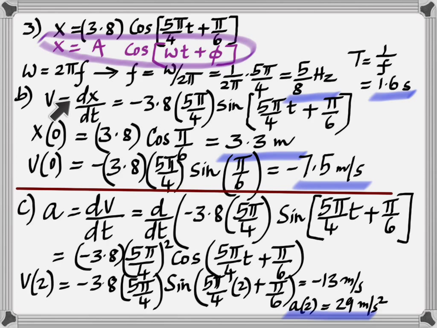And velocity is the differential of displacement with time. So you take the differential. Remember that cos has a negative sign. You have to write that omega one more time. That's why you find this term.